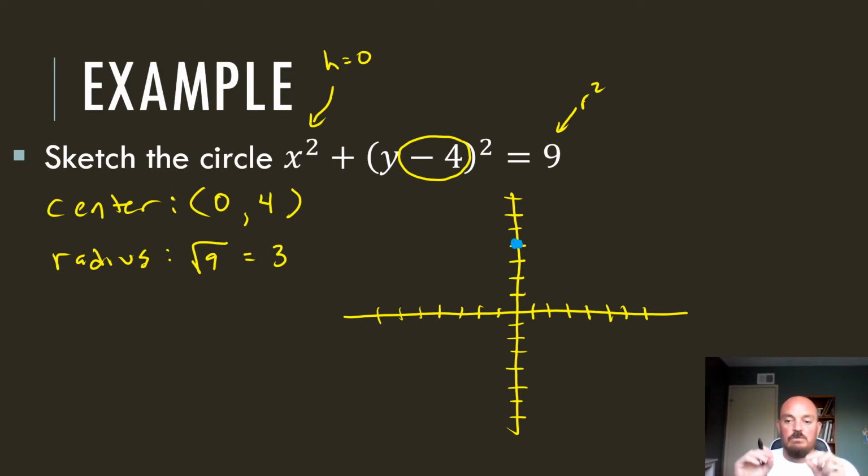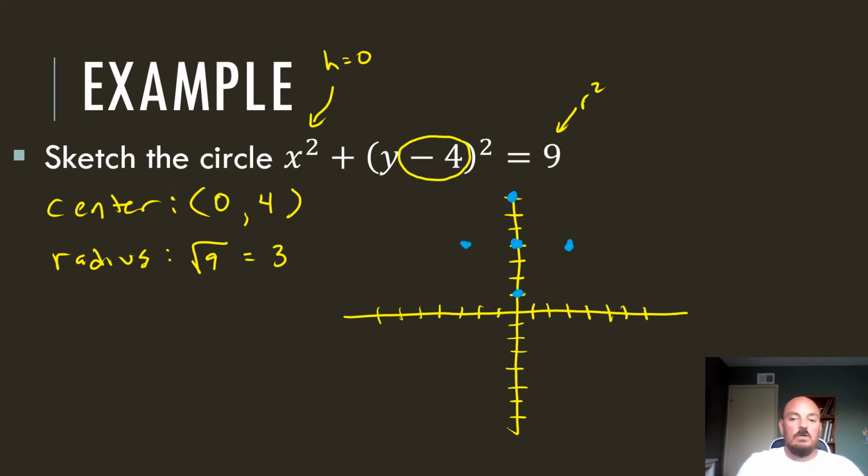That means from the center, we're going to count 3 points in every direction to make the circle. The easiest directions to count points are the 4 main directions: up, down, left, and right. So from the center of the circle, the radius is 3, so I'm going to count up 1, 2, 3 and mark a point. Count right 1, 2, 3 and mark a point. Count down 1, 2, 3 and mark a point. And then count left 1, 2, 3 and mark a point.